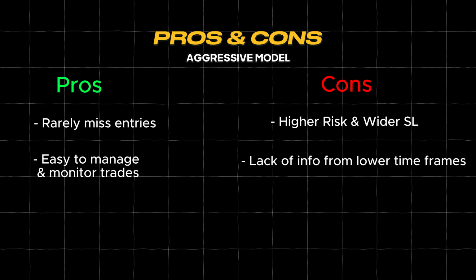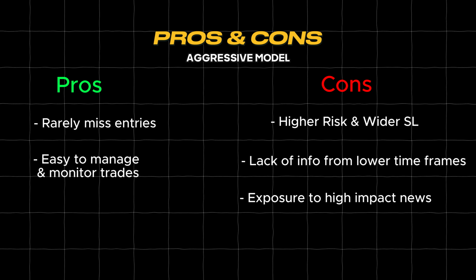Another con is being in a position during high-impact news events that could change the market direction. For example, if the price went down but news like inflation came in positive for the market, the market can reverse based on news data, making price action less predictable.